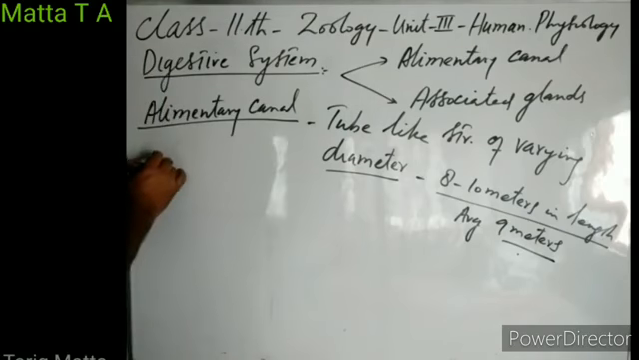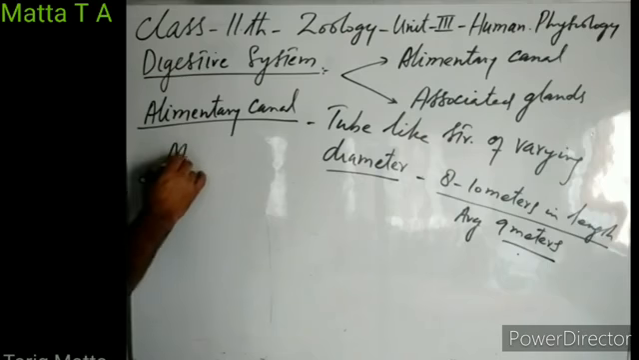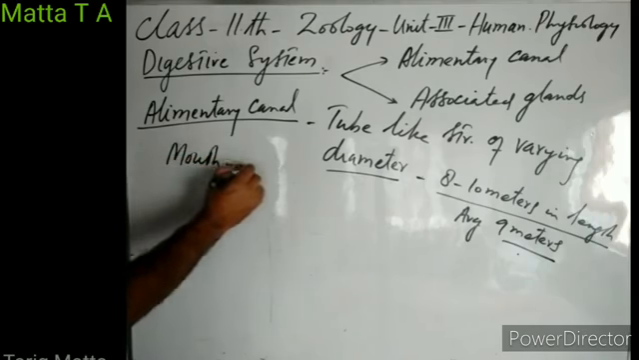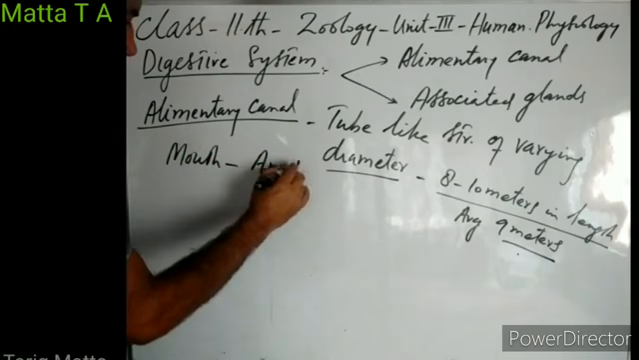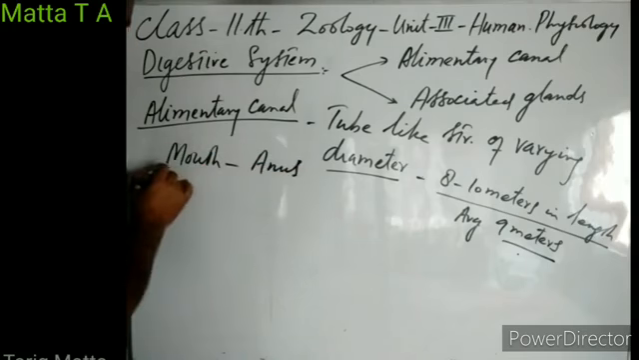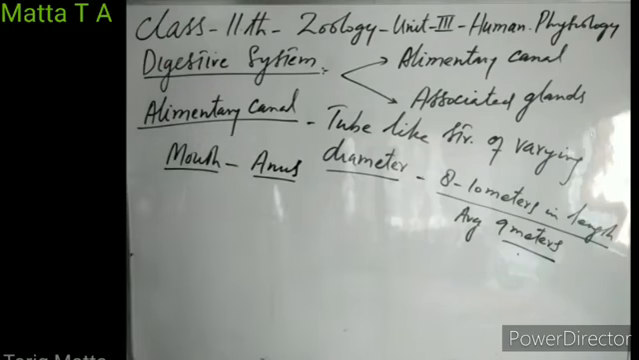This tube-like alimentary canal starts from the mouth and ends at the anus. Through the mouth, we ingest the food, and through the anus, we egest undigested food materials. So we will start the study of this alimentary canal from the mouth.